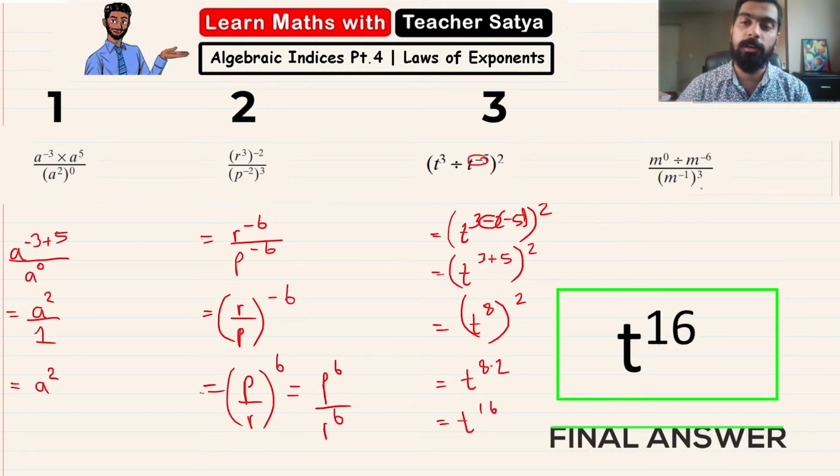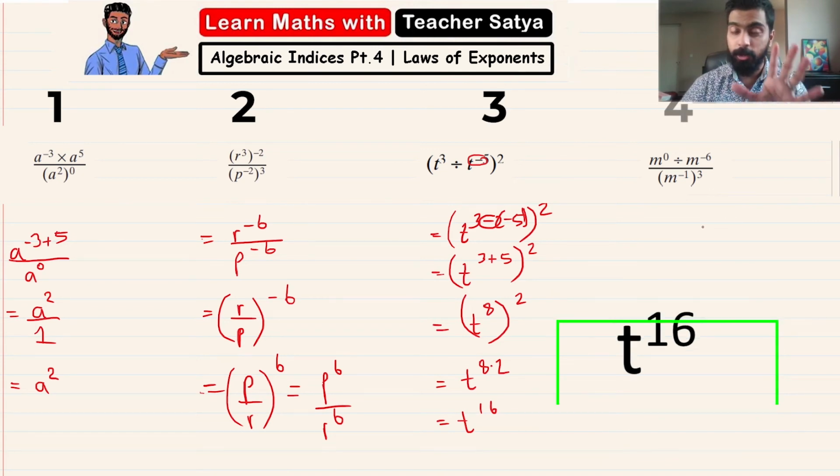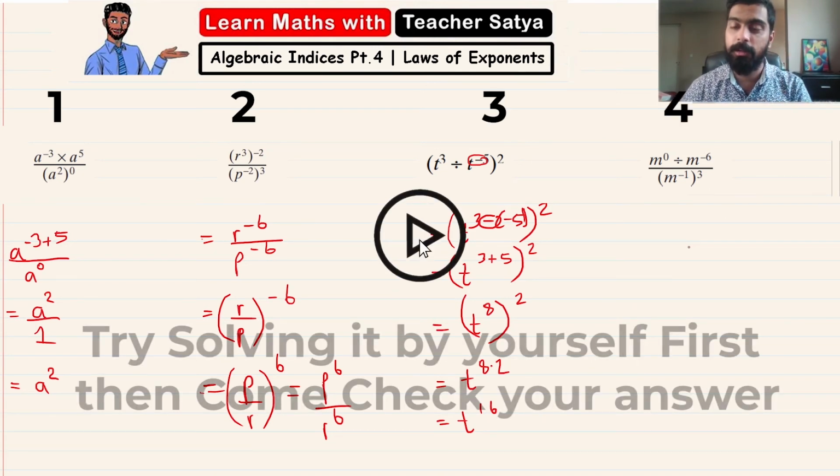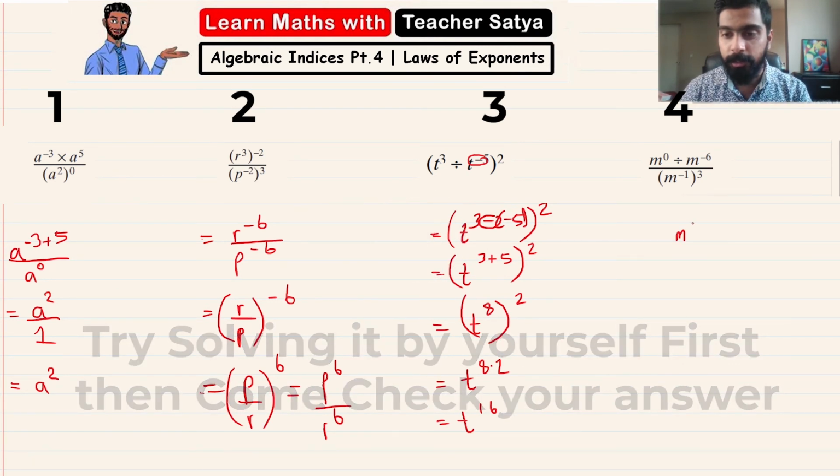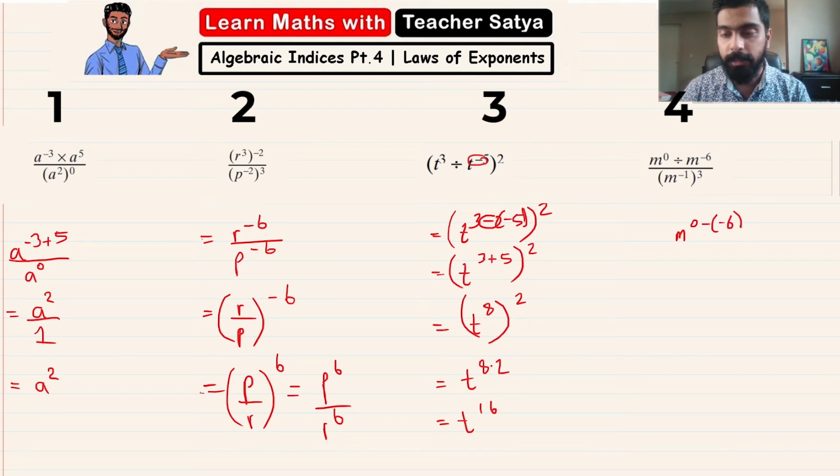Now let's go ahead to the final question, guys. I highly suggest you click on pause and try and solve it by yourself first. Alright guys, so what we have here is m to the power of 0 minus minus 6 over m to the power of negative 3, right guys? In the numerator we use law number 2 and in the denominator we use law number 3, right guys? So we would have m to the power of 0 plus 6 over m to the power of negative 3, so m to the power of 0 plus 6 will give us m to the power of 6 over m to the power of negative 3.